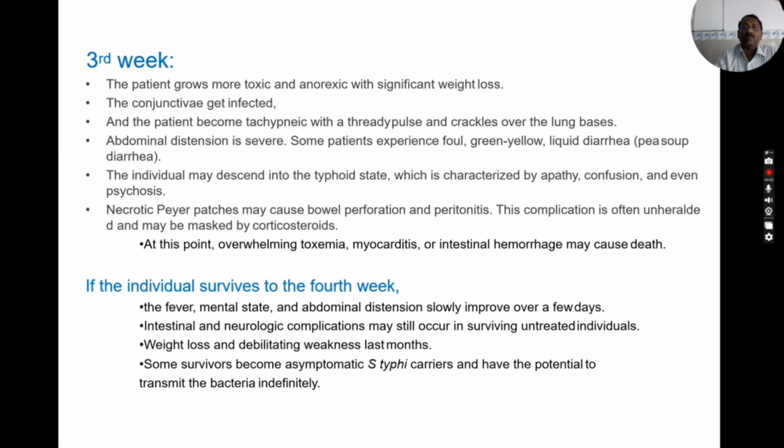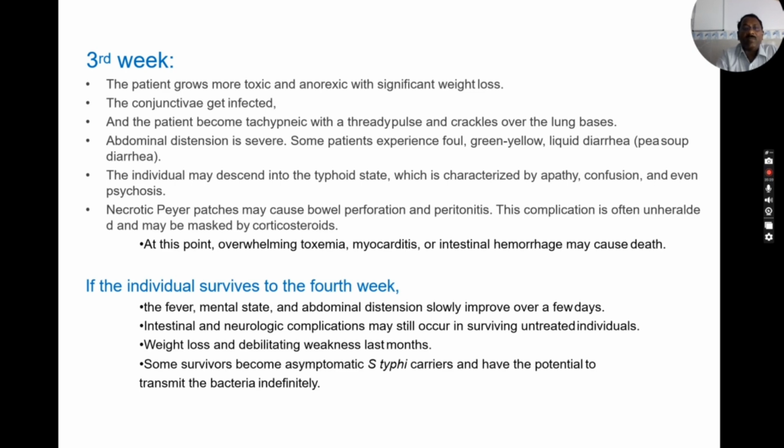Third week, more toxic, anorexic, weight loss. The conjunctiva get infected, the patient becomes tachypneic, thready pulse, and crackles over the lung bases. Abdominal distension is very severe. Patients experience foul, green-yellow, liquid diarrhea, that is a pea soup diarrhea. The individual may descend into the typhoid state, characterized by apathy, confusion, and even psychosis. Necrotic Peyer's patches may cause bowel perforation, peritonitis.